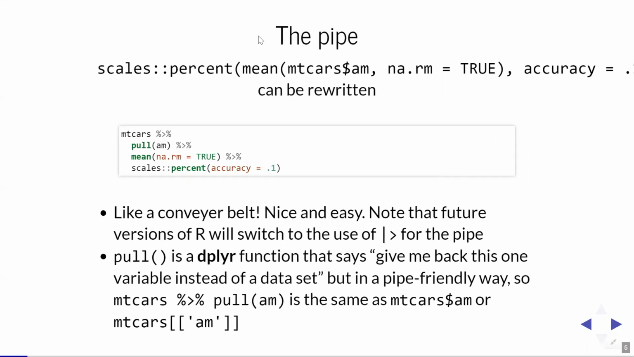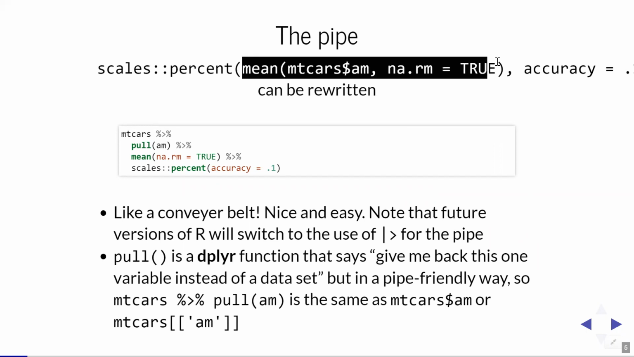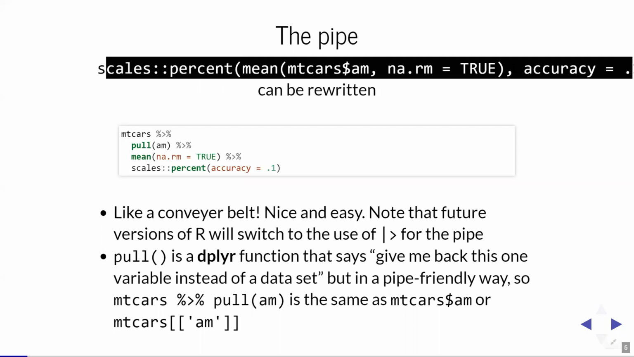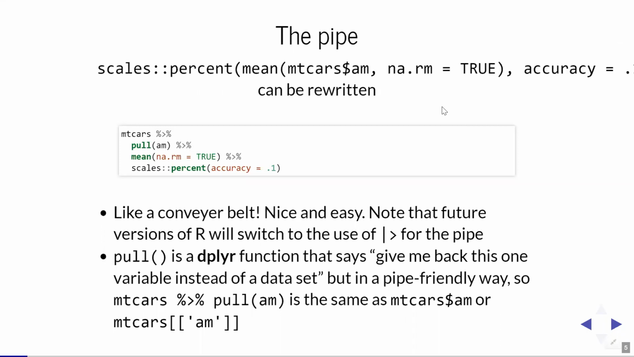So here is an example of some very nested code where I have a bunch of functions that I'm working with, and you end up with a sort of mess of nested functions. What am I doing here? I'm taking the mtcars data, I'm getting the AM variable, I'm taking the mean of that while taking out the missing observations, and then I'm turning that into a printable percentage with the % function. And you see it's so long it even runs off the end of the screen.